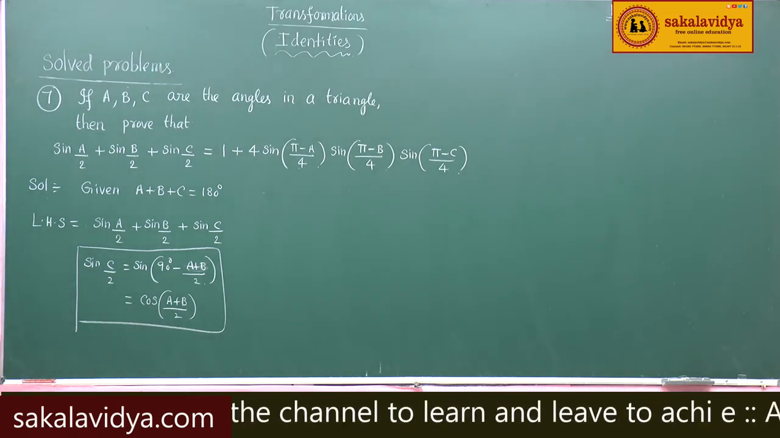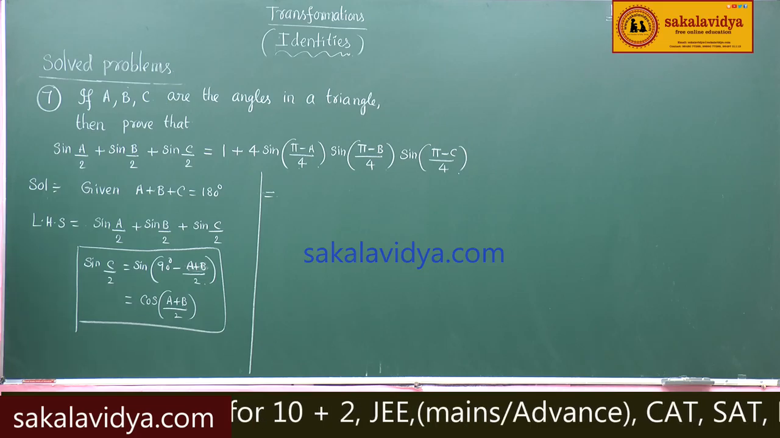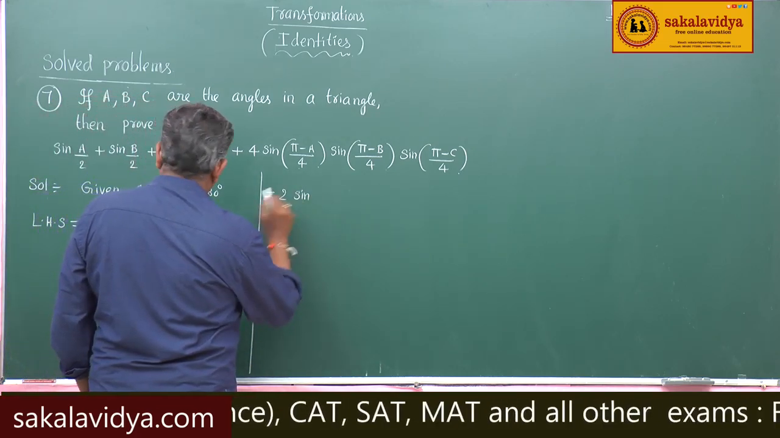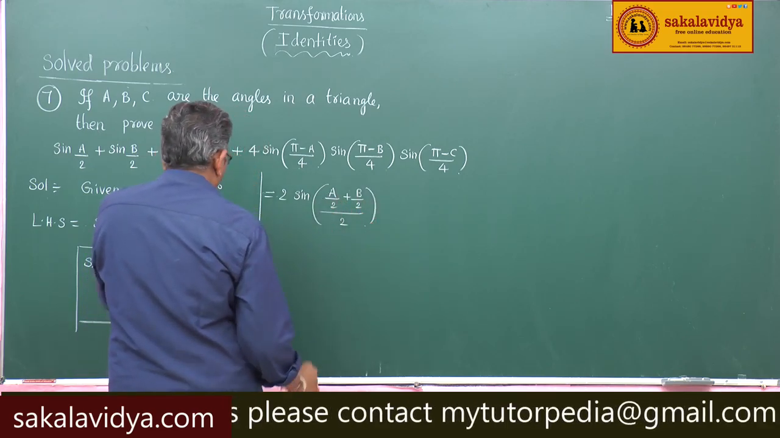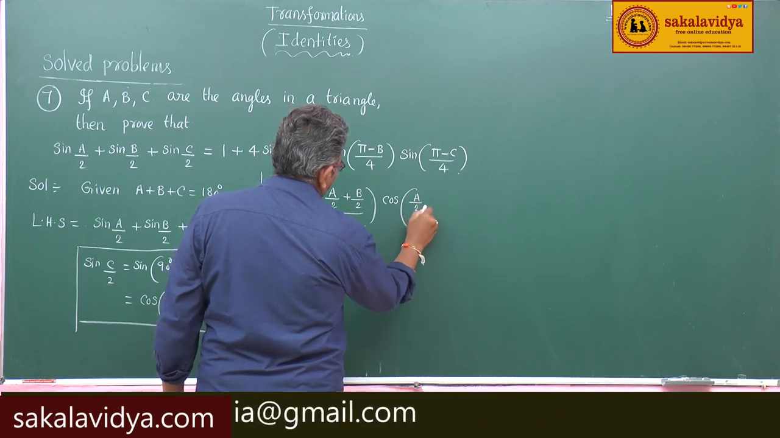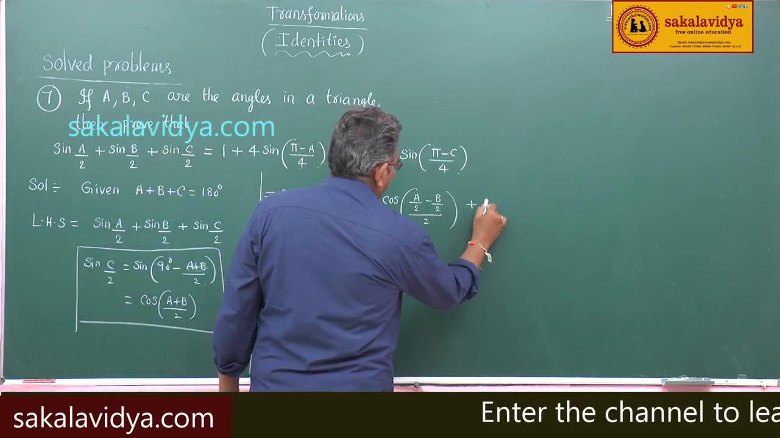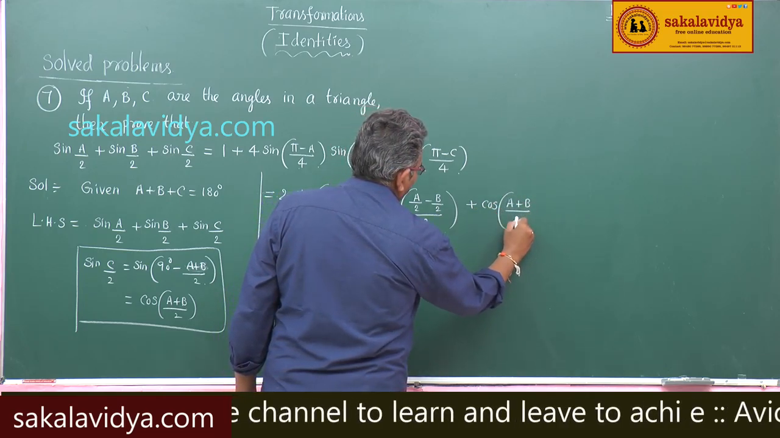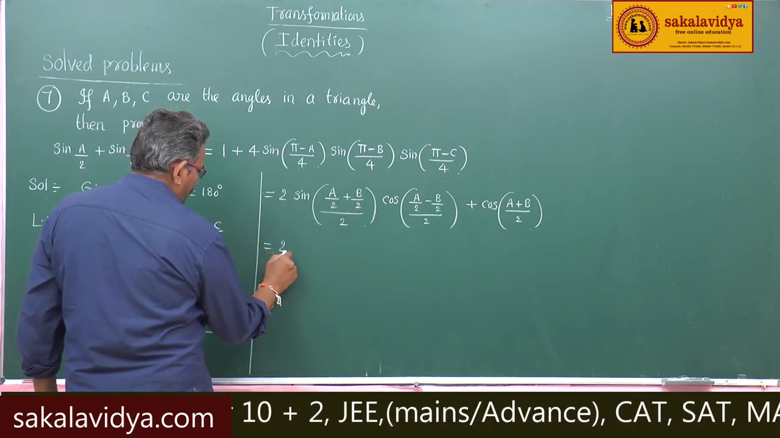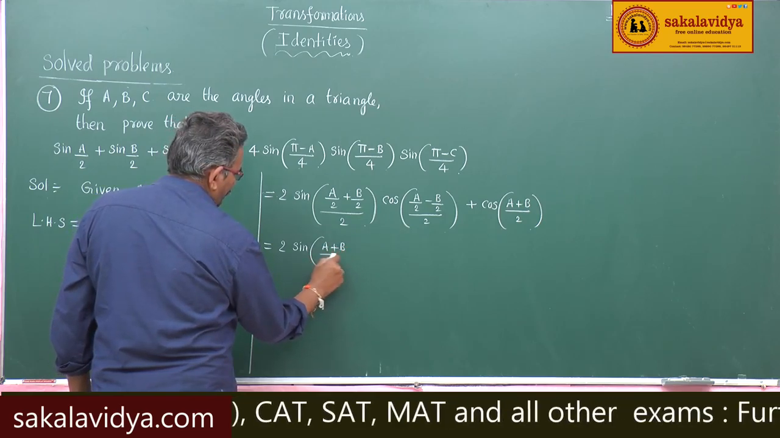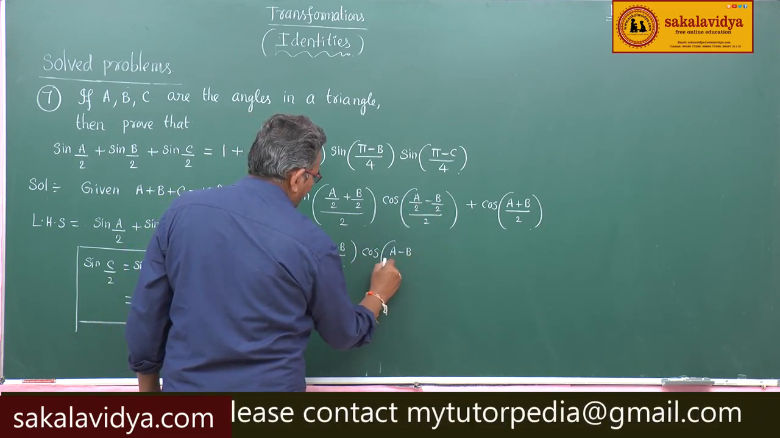Okay. Now, for sine A by 2 plus sine B by 2, we can apply the sine C plus sine D formula. This is 2 sine of (A by 2 plus B by 2) by 2, and cos of (A by 2 minus B by 2) by 2, plus the sine C by 2 is replaced by cos of (A plus B) by 2. Now this we can write 2 sine of (A plus B) by 4, and this cos of (A minus B) by 4.